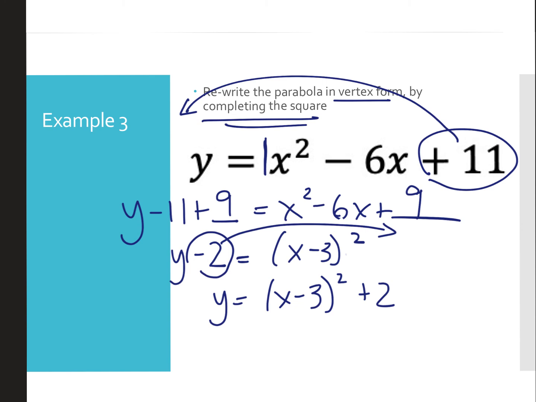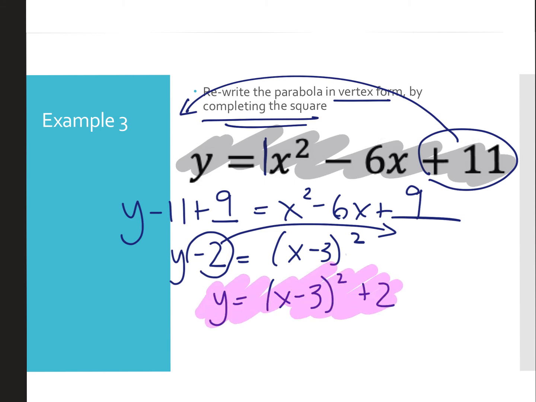Now again, the beauty of this is I now have two separate equations of a parabola. Let me highlight for you, I have the standard form up here that was given, and then I now have vertex form down here that we got by completing the square.